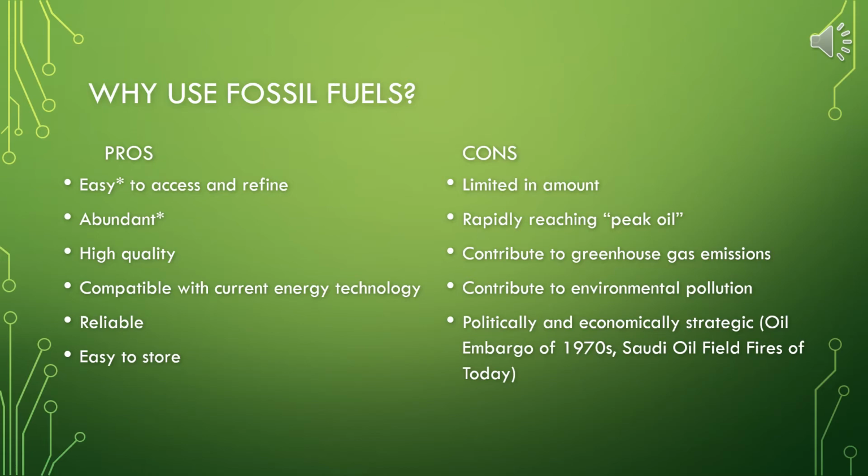You'll notice that there is an asterisk next to easy and abundant. This is because they are easy and abundant right now. But there will come a point when it is very difficult to find these resources, and it will cost more money to access and transport them than profit would be getting out of using them. So those are the reasons why we would.